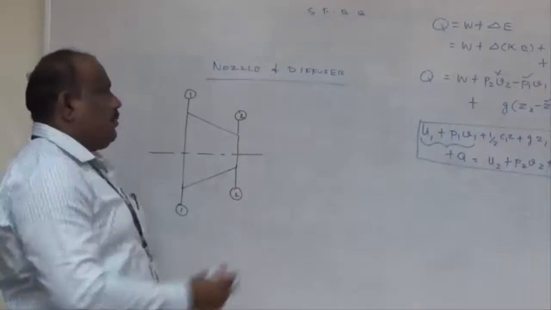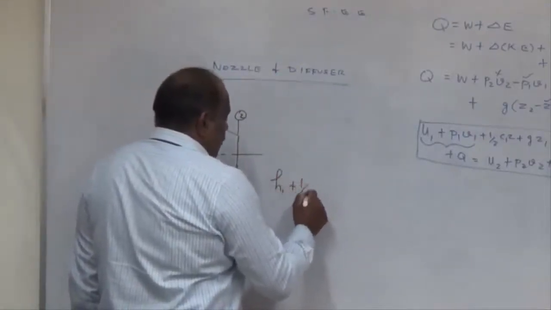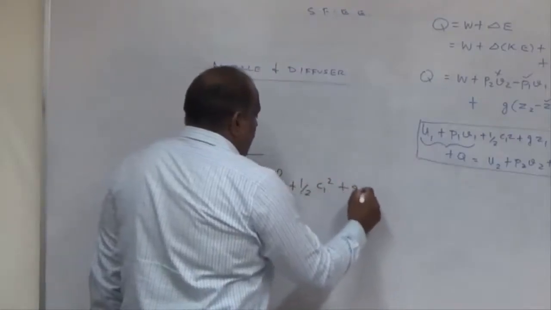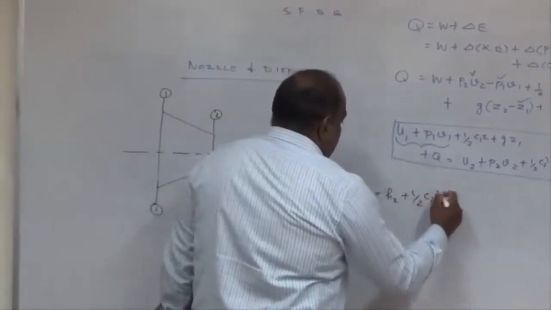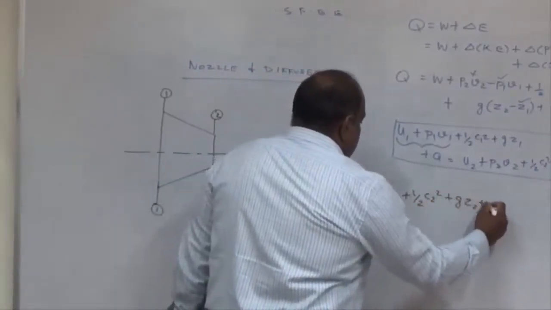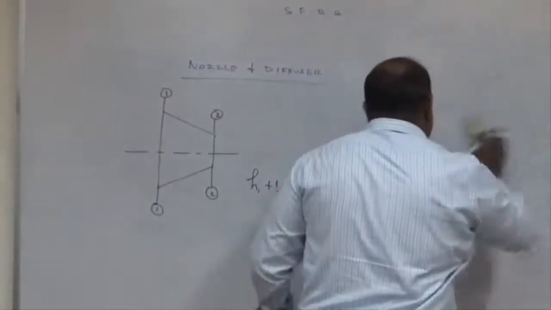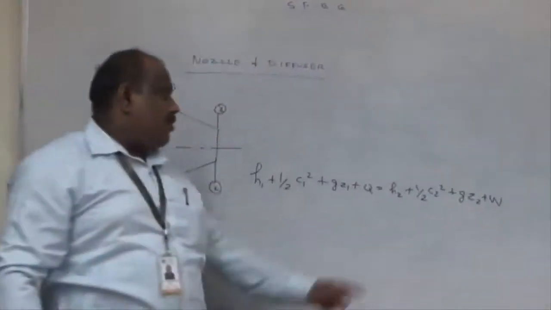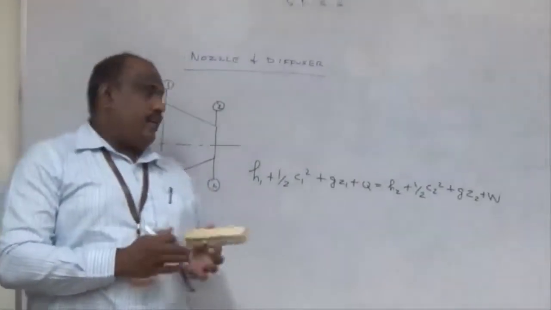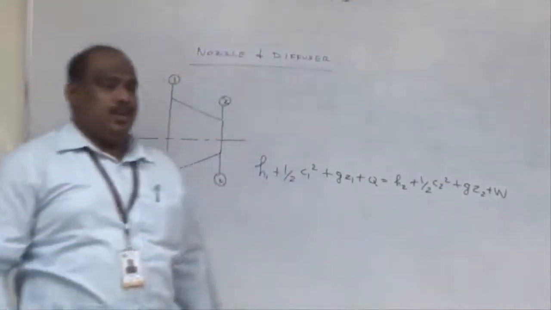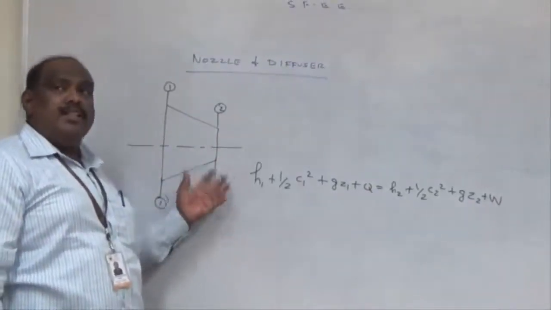So let us try to adopt the same steady flow energy equation here, which is nothing but h1 plus half C1 square plus gZ1 plus Q is equal to h2 plus half C2 square plus gZ2 plus W. Now, what about work done in a nozzle? What is the value of work done in a nozzle? It is 0, because a nozzle is a device which is not meant for producing any power, or consuming any power also.